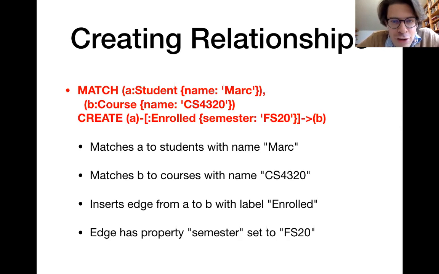Those edges can also have labels. Here, we label the edge as enrolled, and the semester property is set to fall semester 20. So this matches the two nodes that I want to connect, and then it creates indeed a connection between those nodes. If you have any questions about this, then please don't hesitate to ask them in the chat.